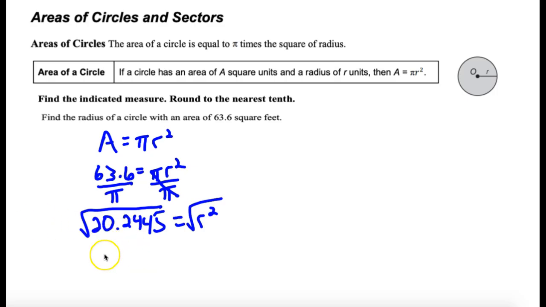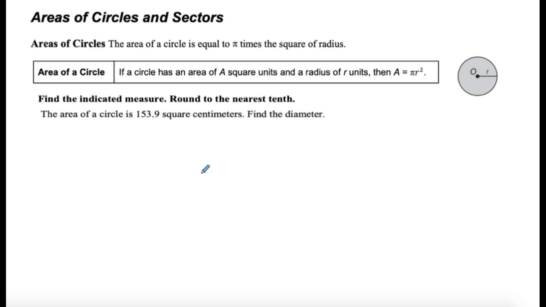So the radius of this circle would be 4.5 feet. And it's just feet, not feet squared, because a radius is a length. A radius is not an area. Okay? Let's try another one like that.